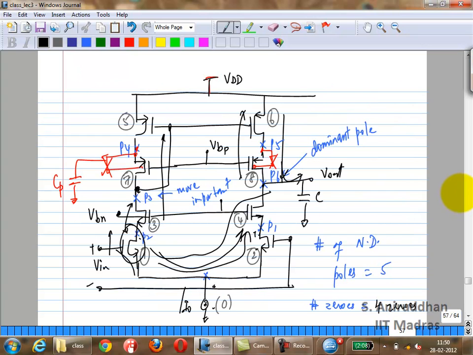What are the conditions on VBP? Again, the VBP conditions are pretty straightforward because we have looked at the current mirror in quite a lot of detail. You can write out the conditions on VBP, right? That's very straightforward. I don't think I have to write it down here.